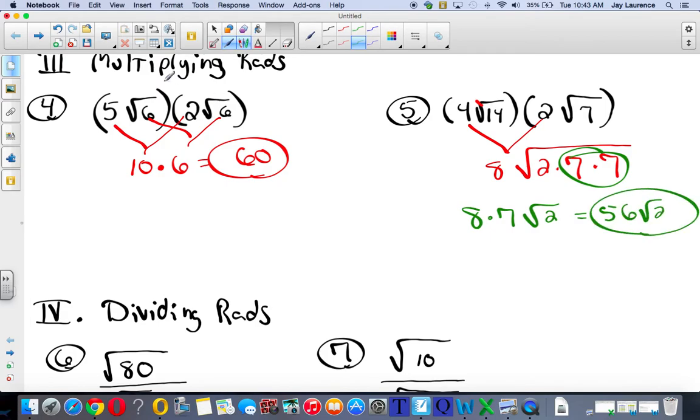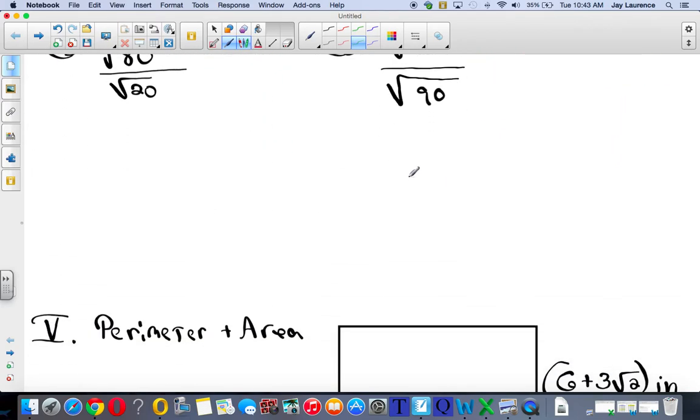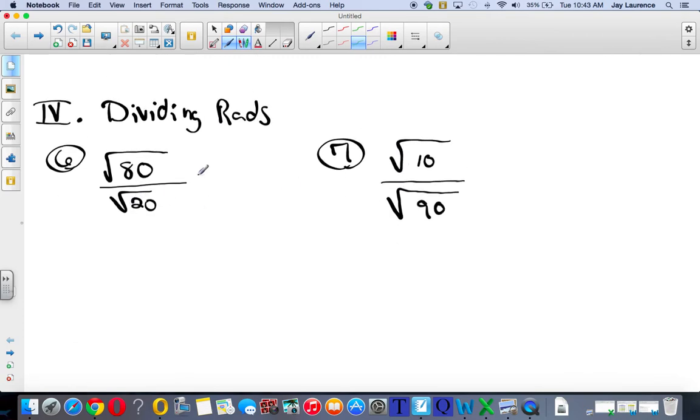All right, by the way, on 4, we multiplied 2 irrational numbers and got a rational. Here, on 5, we multiplied 2 irrational numbers and got an irrational number. All right, dividing is super simple because you can rewrite it like this, and then you can go 80 over 20, and then that would equal rad 4, because 80 divided by 20 is 4, and rad 4 is 2.